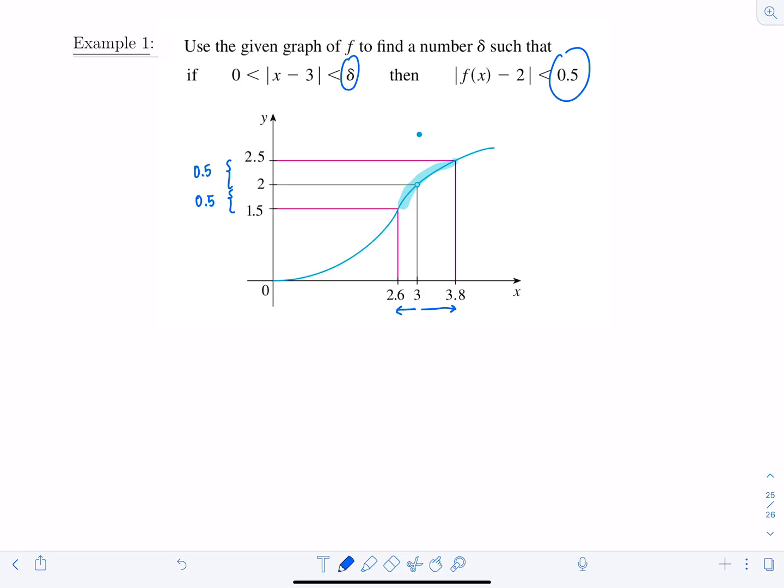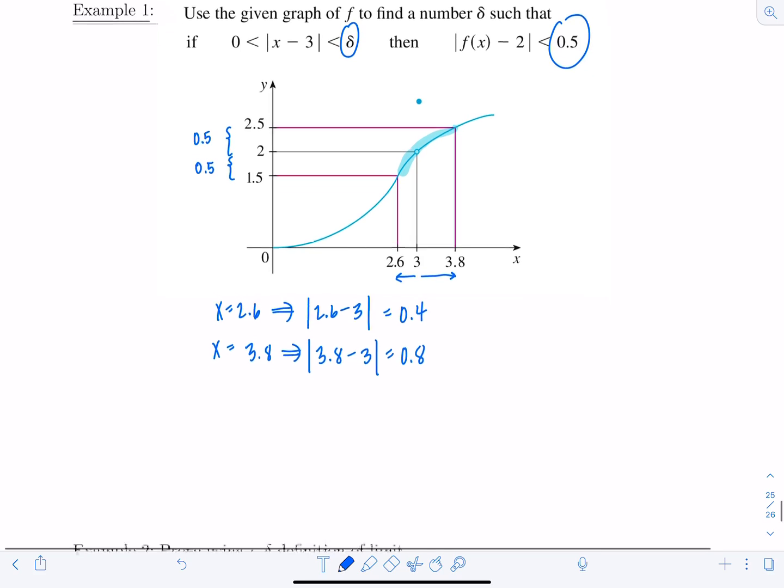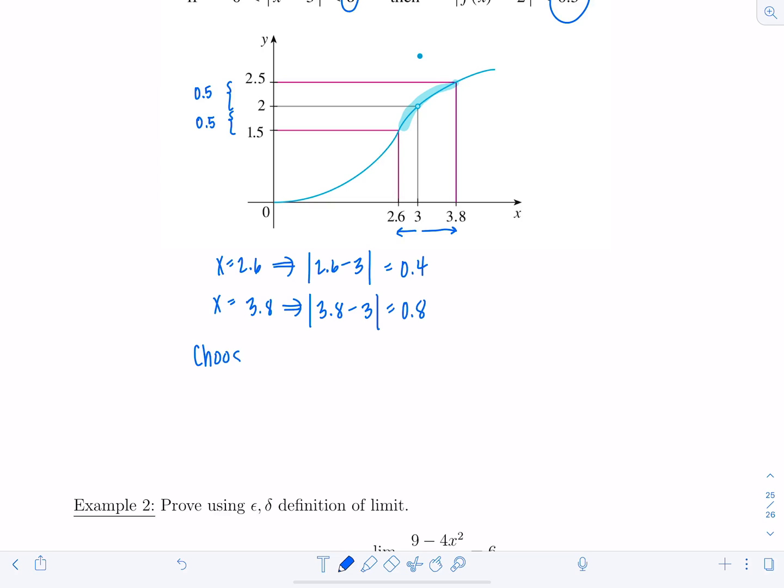All right, well, let's see here. If we were at 2.6, the distance from 2.6 to 3 is equal to 0.4. And if we go all the way to 3.8, the distance from 3.8 to 3 is going to be 0.8. So in this case, it's not symmetric on both sides the way it was with the linear function that we looked at earlier, right? Now what we need to do is choose the smaller value to guarantee that we're in the window.